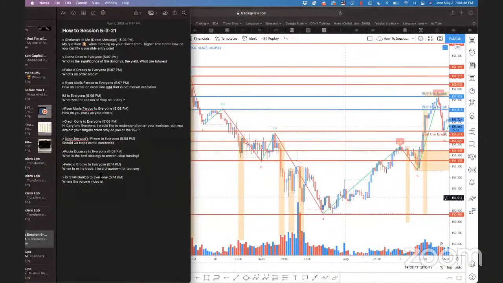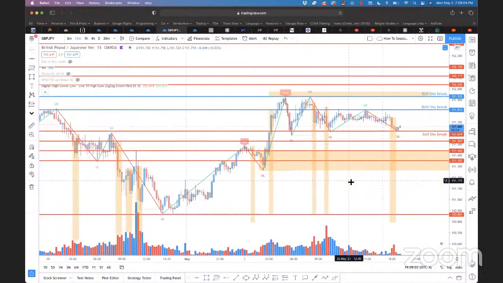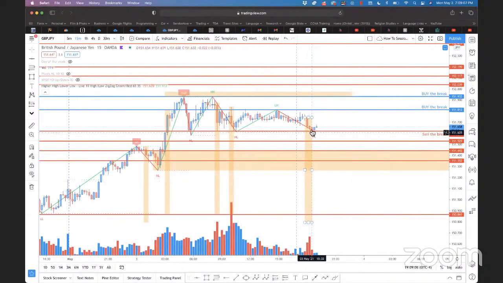Volume is not a leading indicator. You have to use the volume from a previous move to analyze what to do with a move that you're looking at. So like here's that area right now, right?